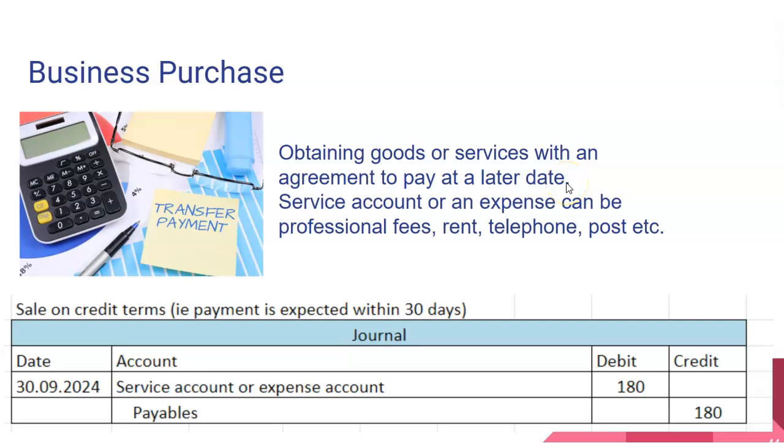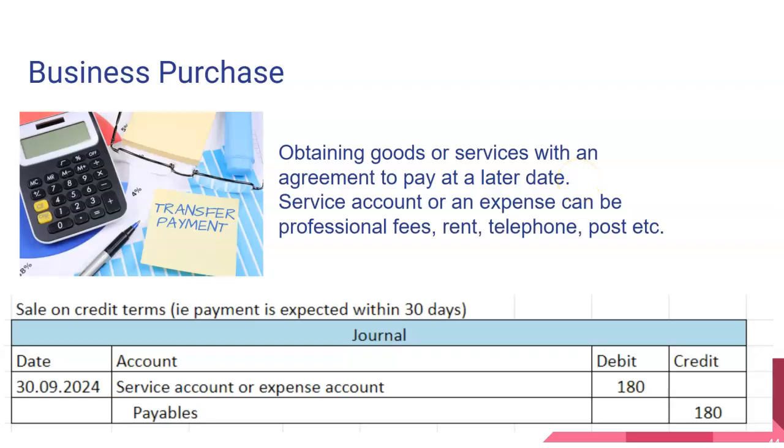Let's now have a look at the business purchase. So we just checked business sales. In business purchase, we obtain the goods or services with an agreement to pay at a later date, or at the same time you can also pay in cash. But whatever it is, we have service accounts or nominal accounts for each expense.